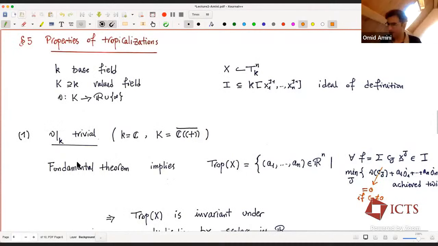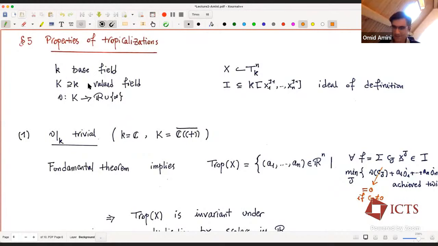Okay, so now I would like to make a list of properties which are verified by tropicalizations. These properties give rise to definitions of polyhedral objects which form the local charts for more general tropical spaces. Again, the setup is algebraic. So I start here, I make a list of properties of the tropicalizations, and then we take those properties as the definition of some polyhedral objects, some tropical objects, by forgetting about the algebraic geometric context.